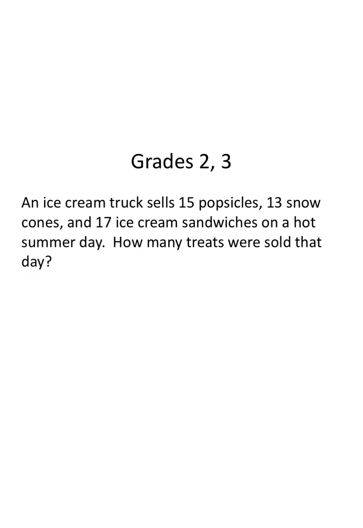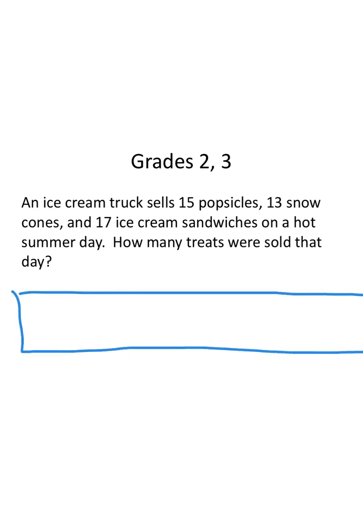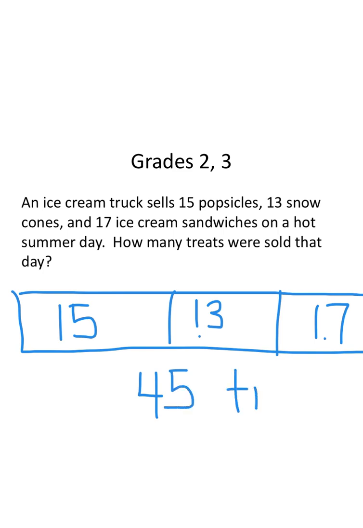Okay, an ice cream truck sells 15 popsicles, 13 snow cones, and 17 ice cream sandwiches on a hot summer day. How many treats were sold that day? It's still a tape diagram, only instead of 2 parts, we have 3 parts. So 15, 13, and 17. Notice we can add 17 and 13 together and get 30. Plus 15 is 45 treats.